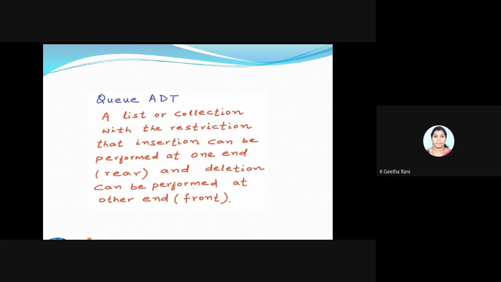So this is the technical definition of a queue ADT. We can say it's a list or a collection with the restriction that insertion can be performed at one end, which we call the rear end, and deletion can be performed at the other end, which is called the front. This is the technical definition of a queue ADT.